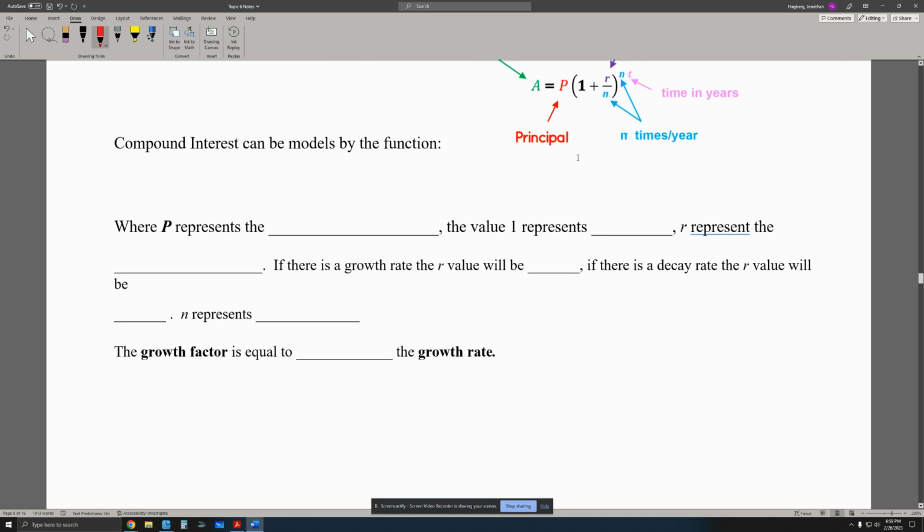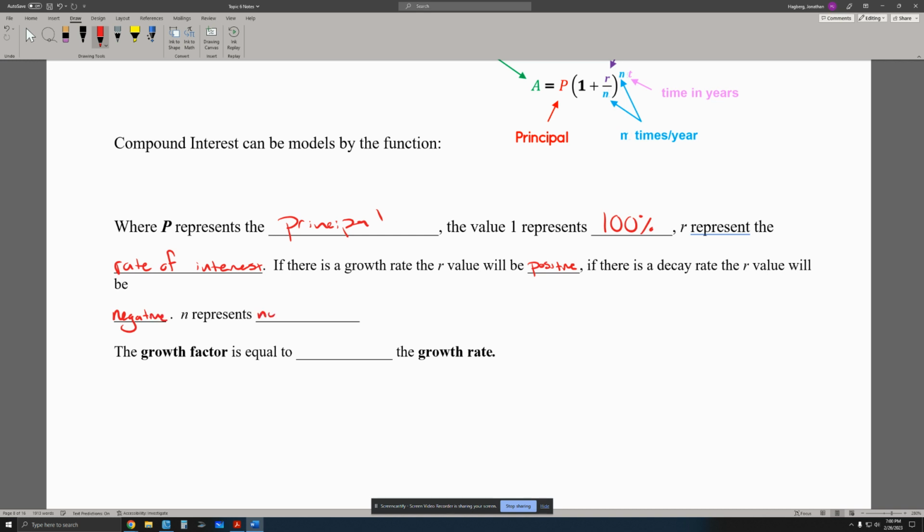Compound interest can be modeled by this formula here, where P represents the principal. The value 1 represents 100%. So we know that if we were to write 1 as a percentage, it would be 100, or if we wrote 100% as a decimal, it would be 1.00. And that represents the rate of interest, or the interest rate. If there is a growth rate, then the r value will be positive. And if there's a decay rate, then the r value will be negative.